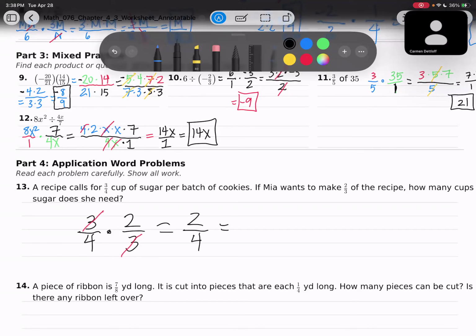So I get 2 times 1 over 2 times 2. And I see if I can cancel. I've got some 2's. And this becomes 1/2. Okay.